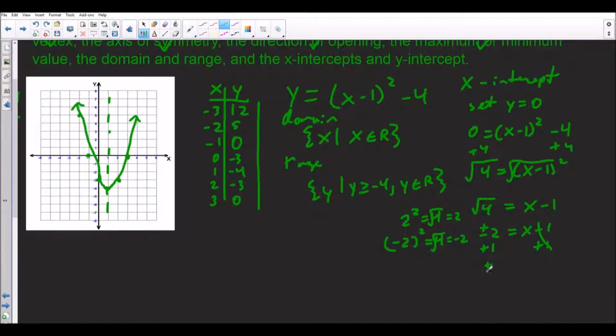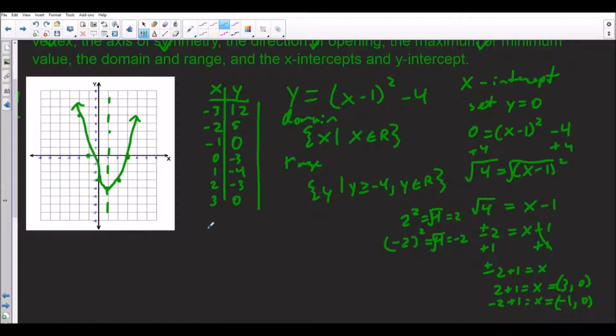So we have plus or minus 2 plus 1 is equal to x. So 2 plus 1 is equal to x, and negative 2 plus 1 is equal to x. Then for x values, we have x is equal to 3, and x is equal to negative 1. And this is very important. These would be our x-intercepts: (3, 0) and (negative 1, 0), right? Because we set y equal to 0. Those would be our two x-intercepts. And if you look at our graph, we're right. It goes through (3, 0) and through (negative 1, 0), if I could draw a parabola correctly.